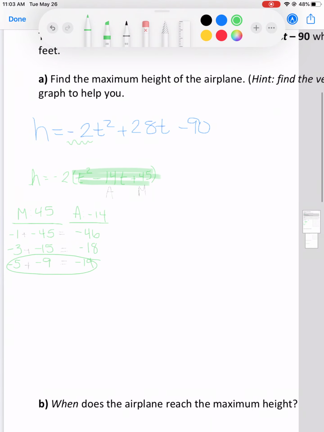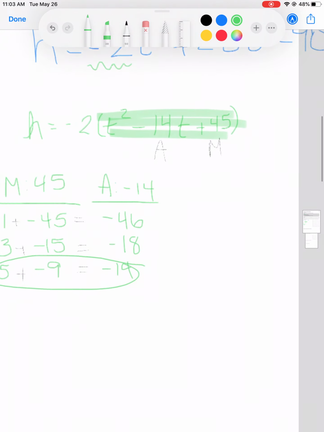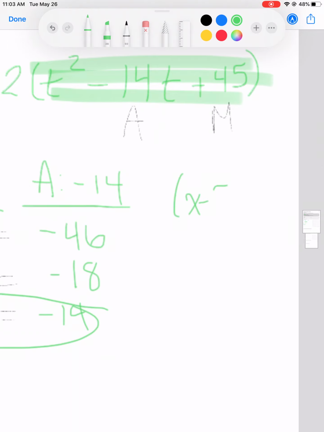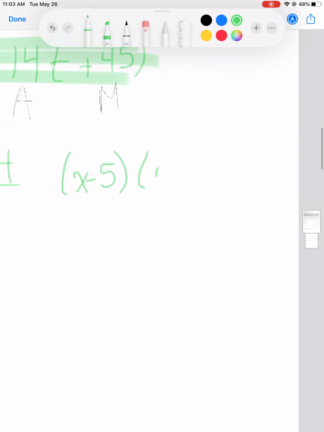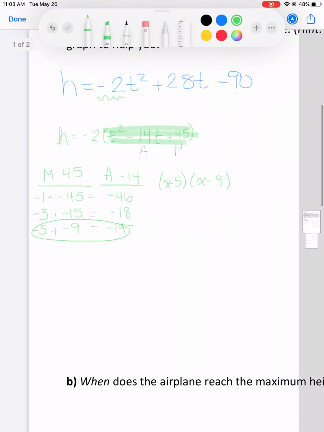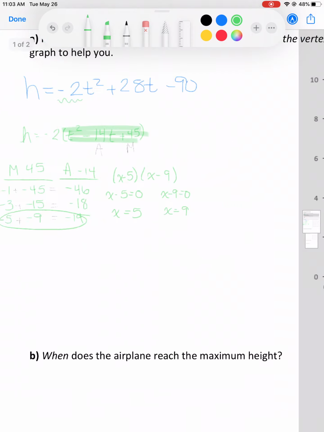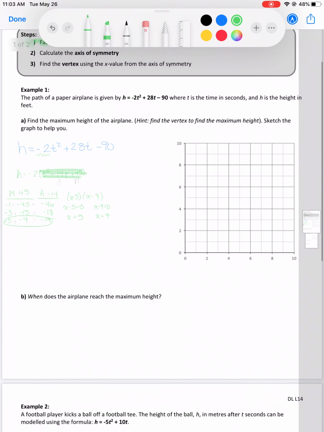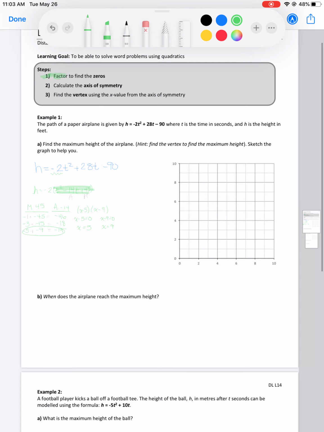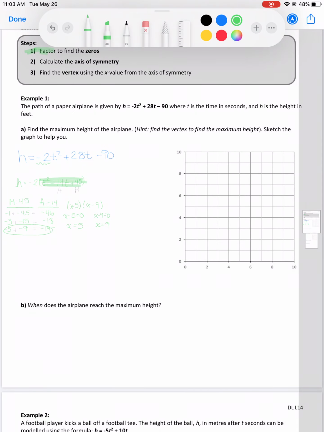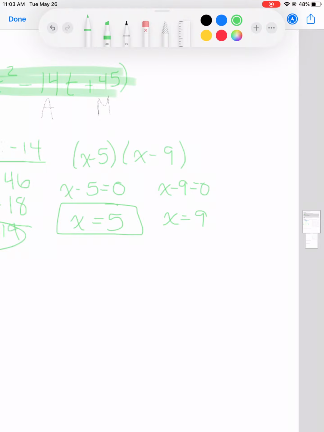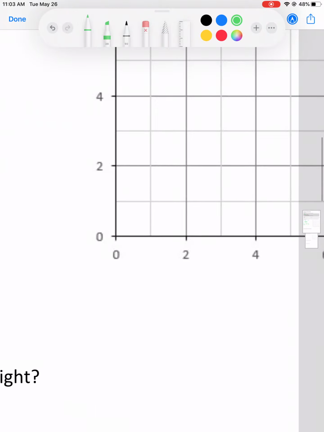Okay, so we're still factoring them. So we have x minus 5, x minus 9. Okay? We have to take them out. That means x is equal to 5, x is equal to 9. So we're gonna graph those. We factored to find the zeros. These are my zeros right here. X is 5, x is 9. So we're going to graph those.